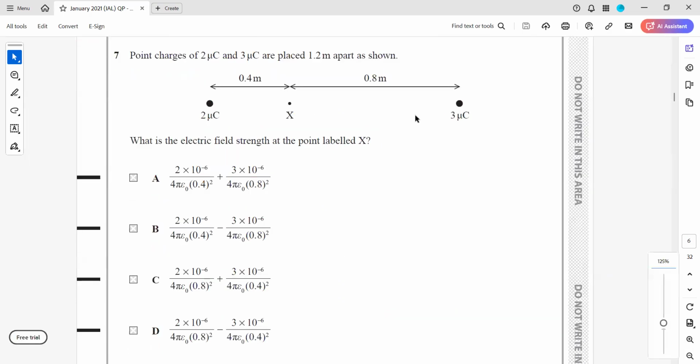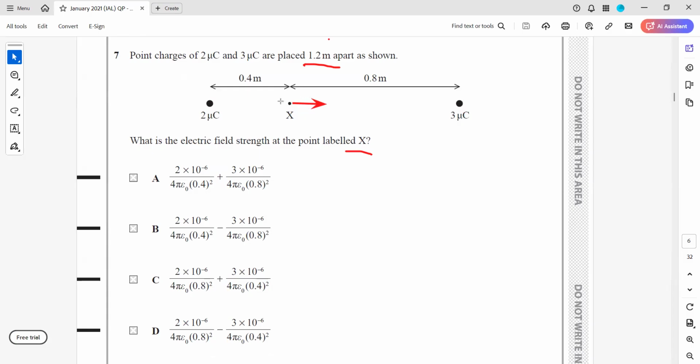Point charges of 2 microcoulomb and 3 microcoulomb are placed 1.2 meters apart as shown. What is the electric field strength at the point labeled X? Look, these are the two charges, and we need the electric field strength. Now, what is the direction of the electric field? Because the charges are positive, it will be outward.